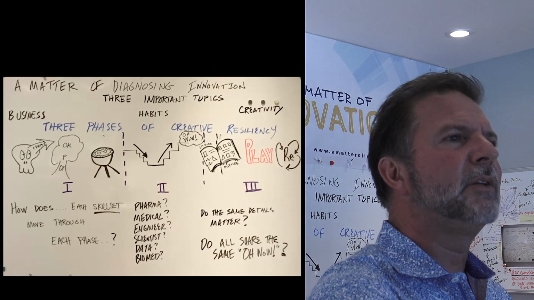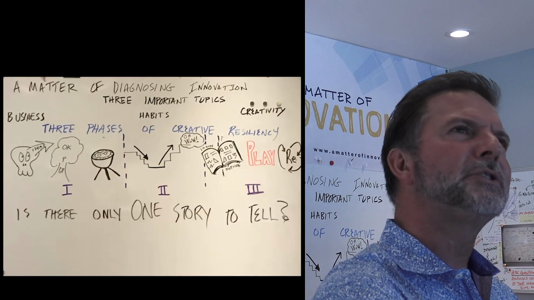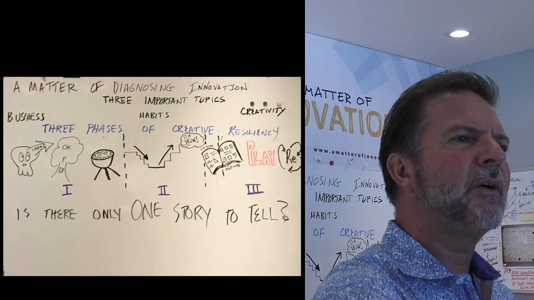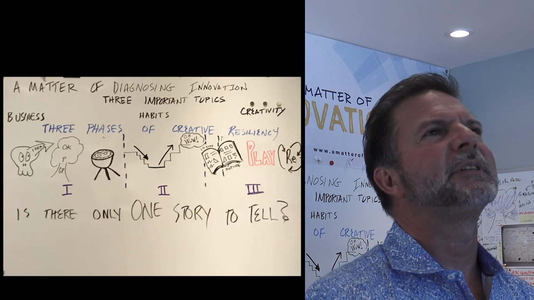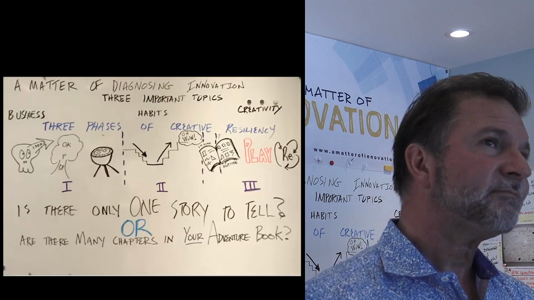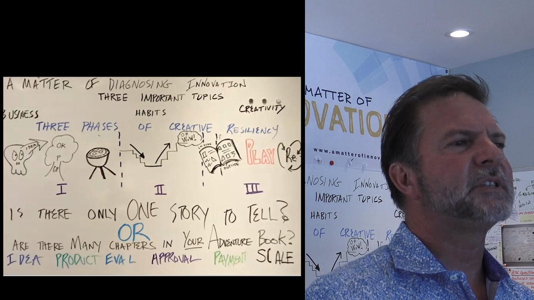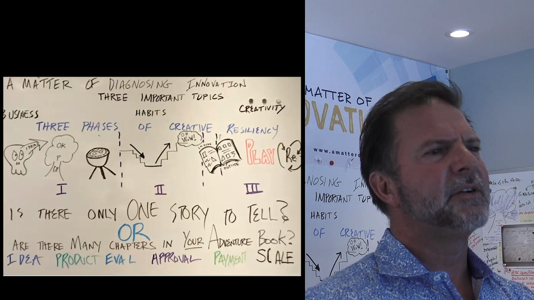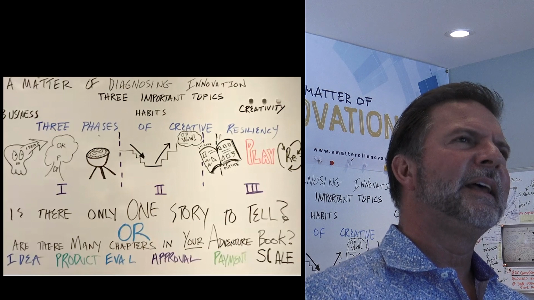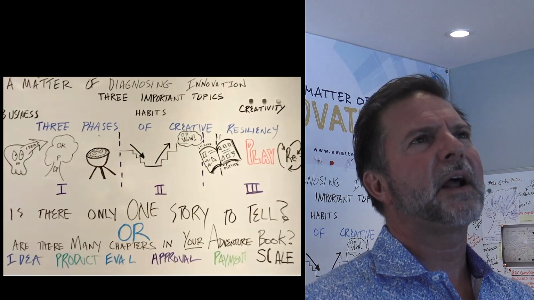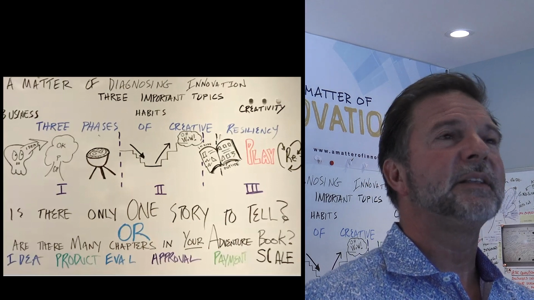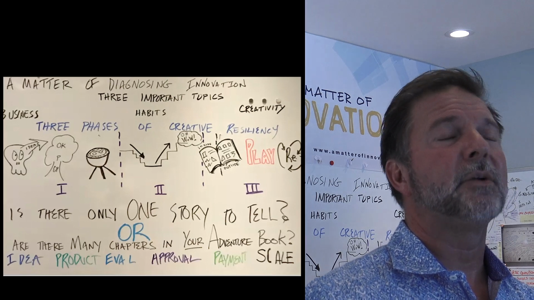So then finally, we start looking at: is this just one story? Do we have one story to tell, or are there many chapters in what will be more like an adventure book for you? And then I put at the bottom those are our six steps. Ideas turn into products, products get evaluated, and then ultimately get approved. You figure out how you're going to get payment, and then you release those into markets, and that begins to scale your business.